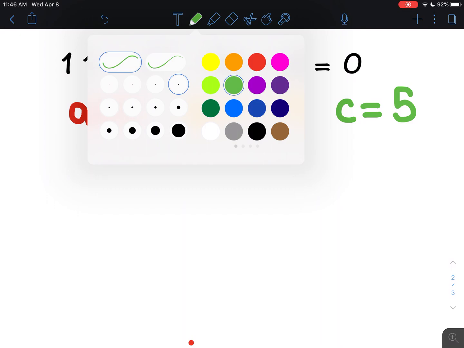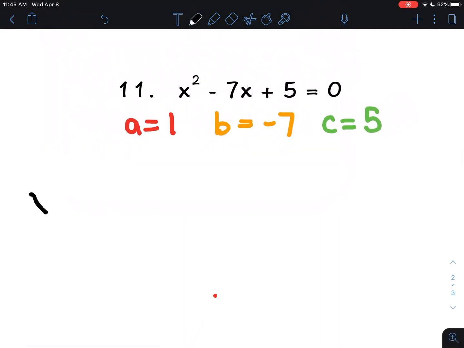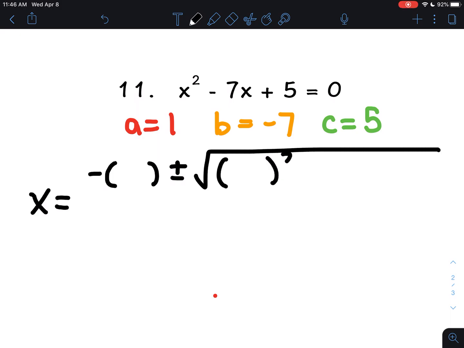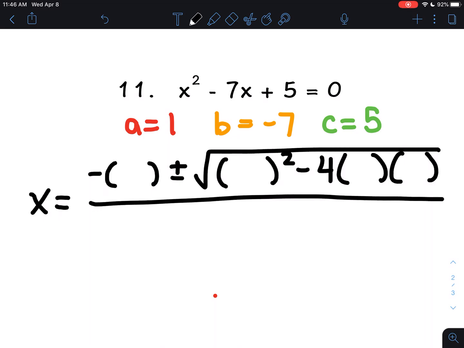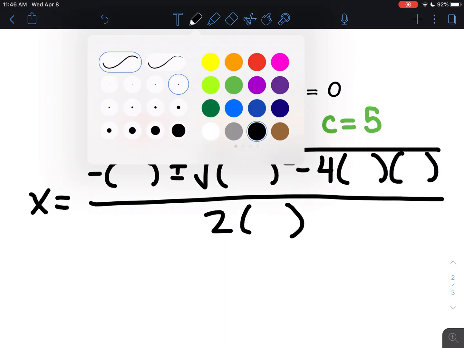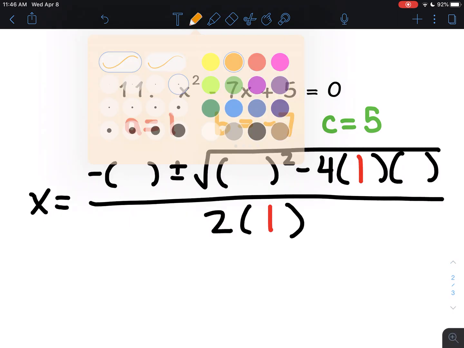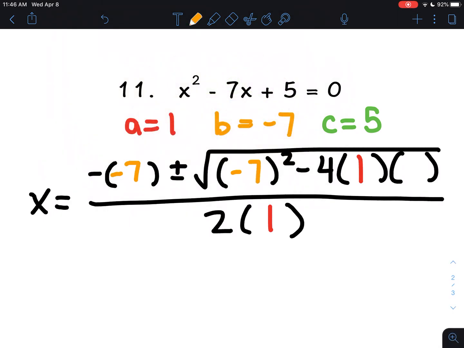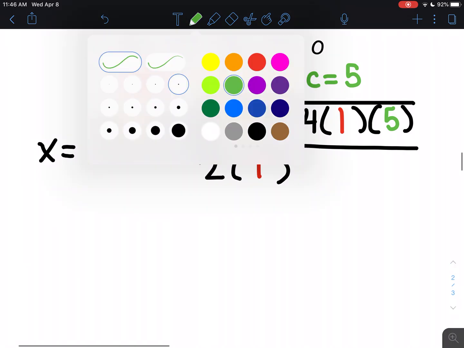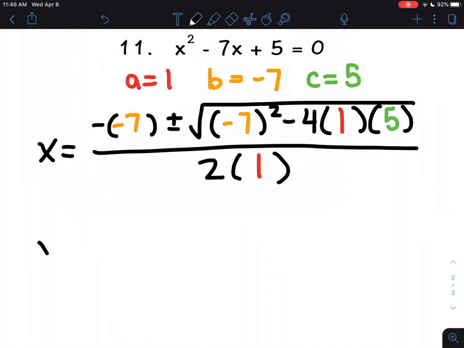Then I'm going to plug it into my quadratic formula. Remember, it's x is equal to the opposite of b plus or minus the square root b squared minus 4ac all over 2a. I write this out every single time and just fill in my a, b, and c. So a was here, b is here, and c goes here.